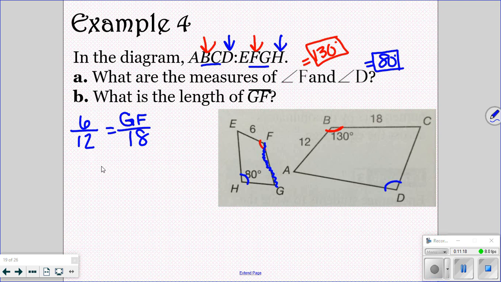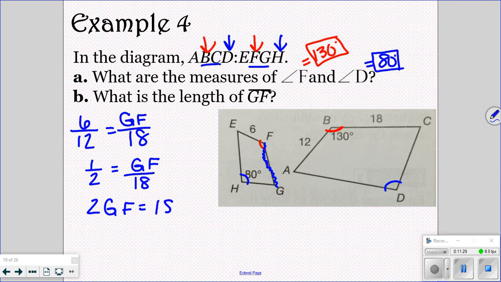Now 6 over 12 reduces to 1/2. So it's going to make your math easier if you'll go ahead and reduce that. And then you can get 2 times GF equals 18. So the length of GF is 9.